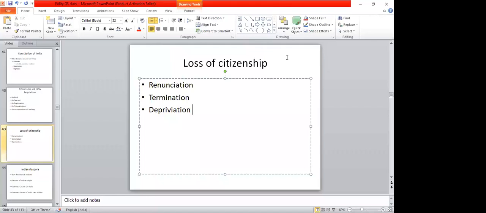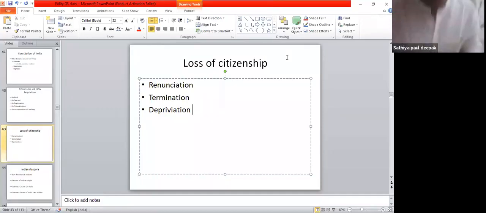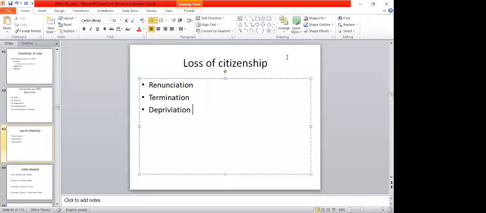Can you explain registration and naturalization once? On the topic related to citizenship.